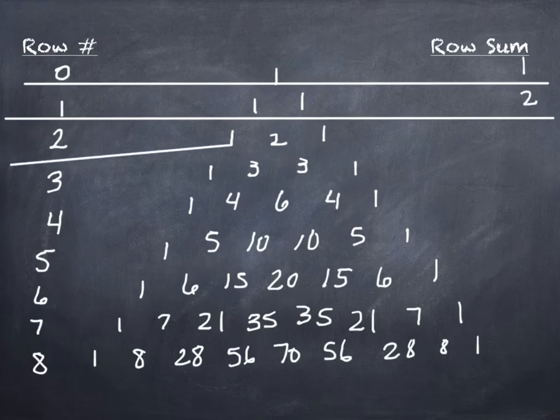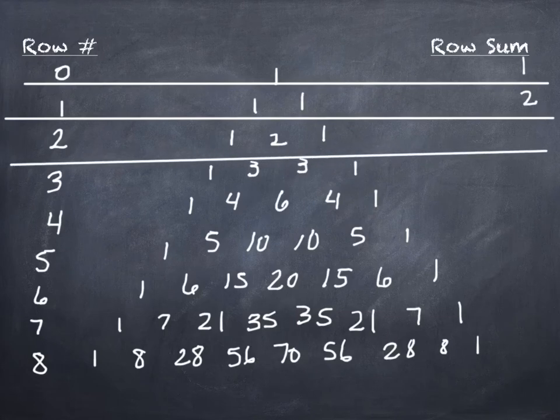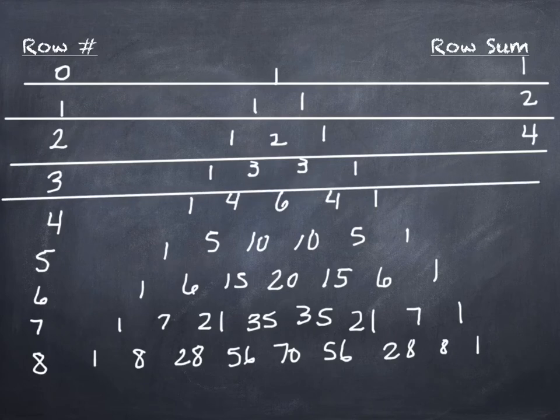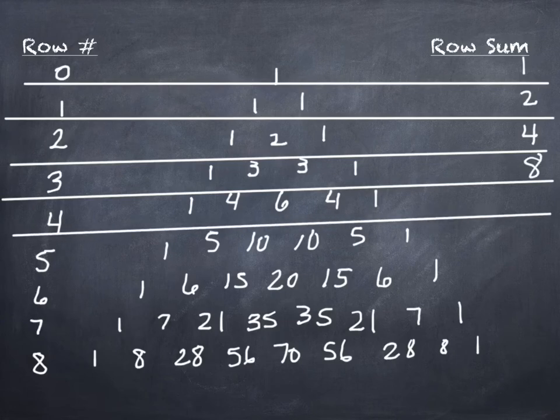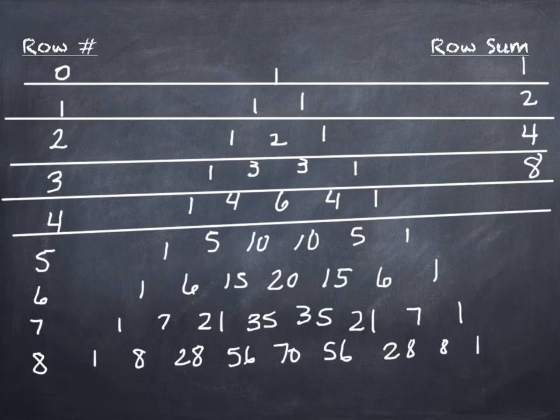Then what? And then what? Let's do one more. What's next? 16. Now, we could keep adding up rows, but hopefully by now you've seen a pattern in what's going on with the sums. What's the pattern?